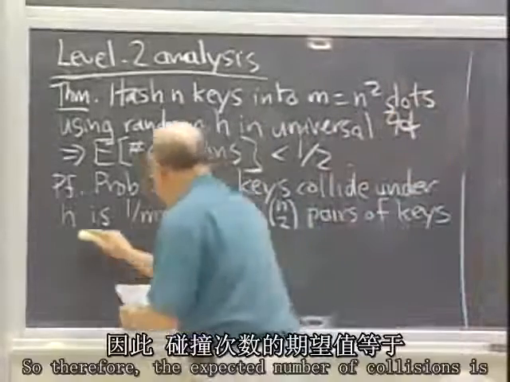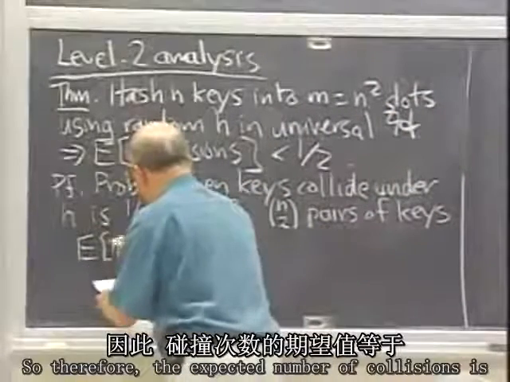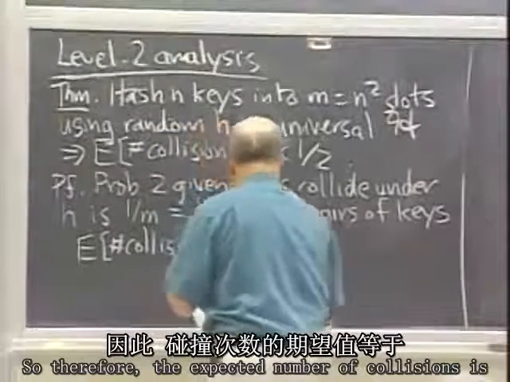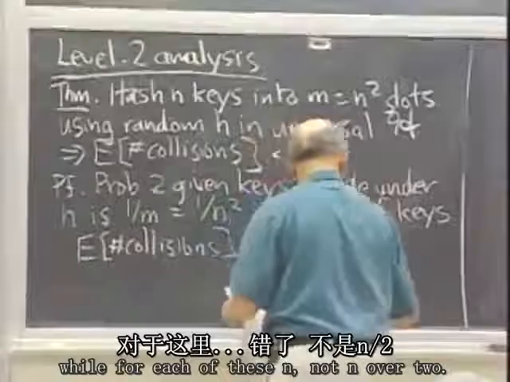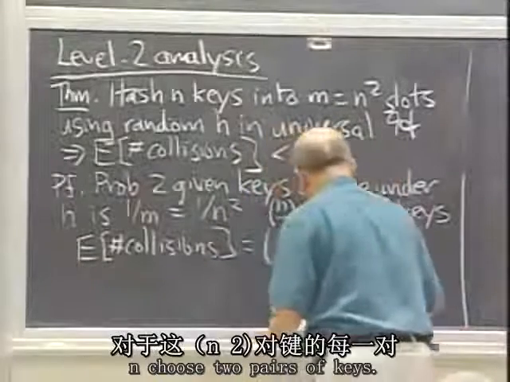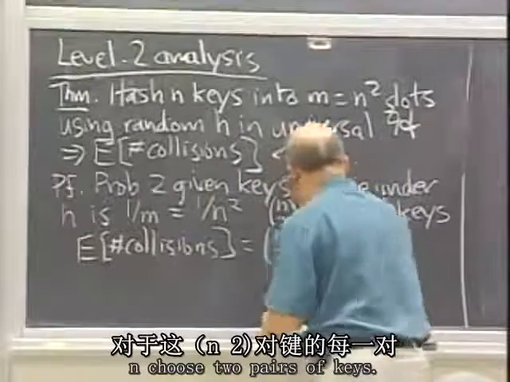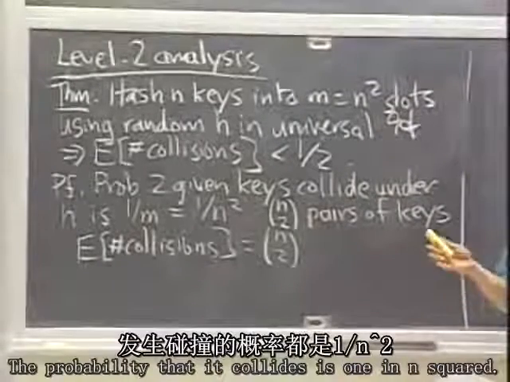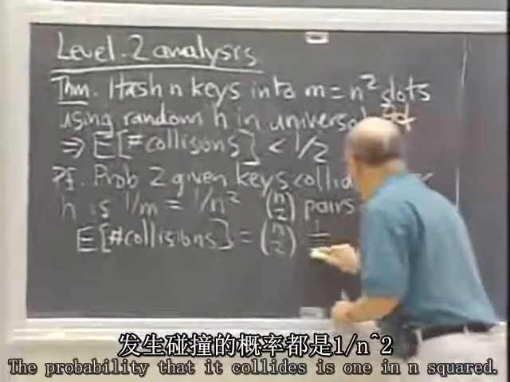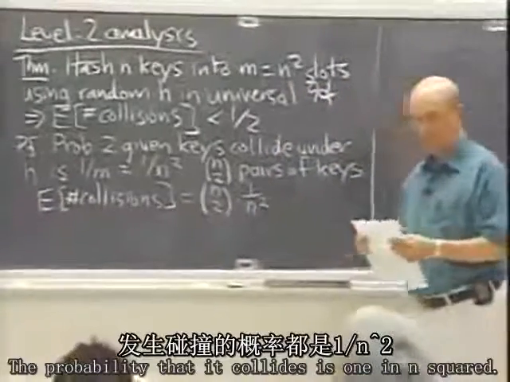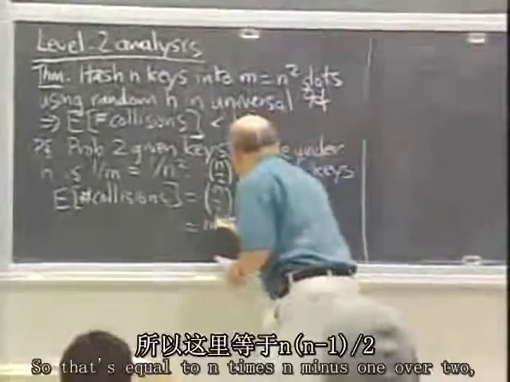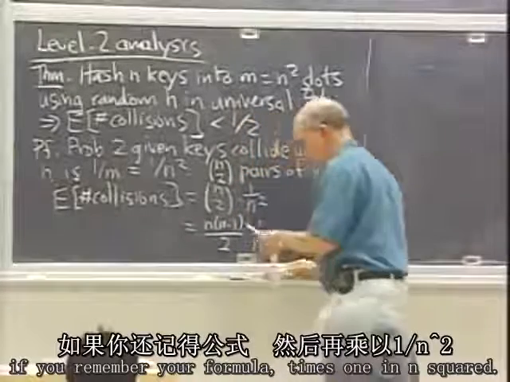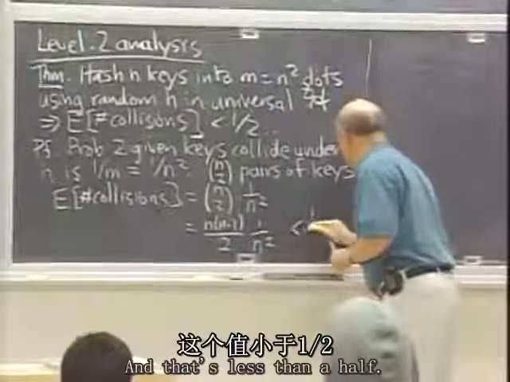So therefore, the expected number of collisions is, well, for each of these n choose 2 pairs of keys, the probability that it collides is 1 in n squared. So that's equal to n times n minus 1 over 2, if you remember your formula, times 1 in n squared. Okay? And that's less than a half.